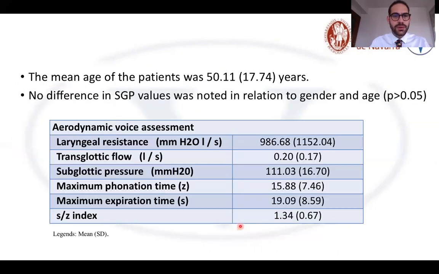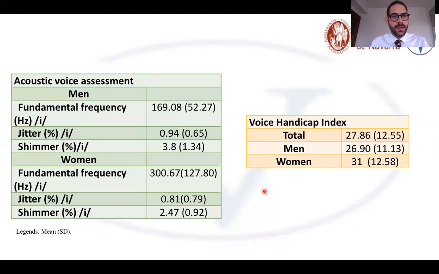So what were the results? The mean age of the patients was 50 years, and there was no difference in the subglottic pressure value in relation to gender and age. In this table, we see all the results of the aerodynamic voice assessments. We see the subglottic pressure was 111.03. Those are the results of the acoustic voice assessment, also the voice handicap index. We see the mean of the voice handicap index is 27.8.